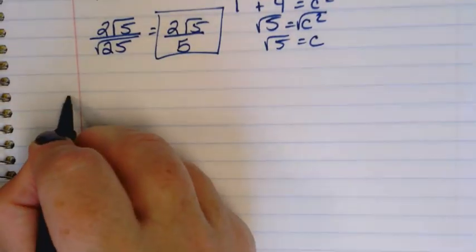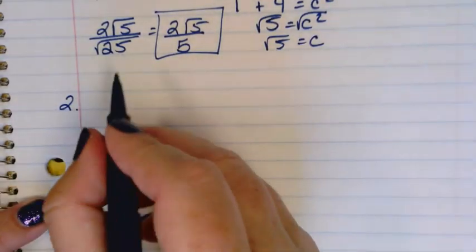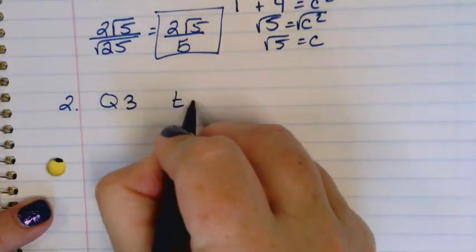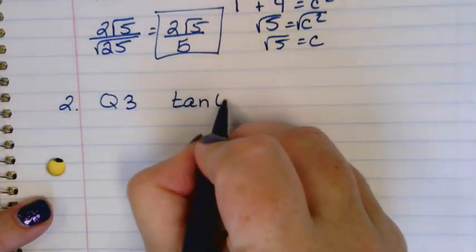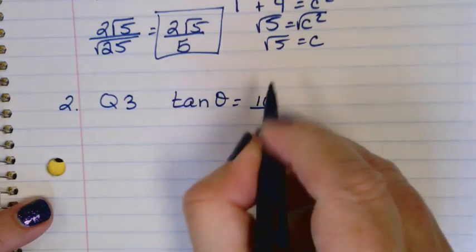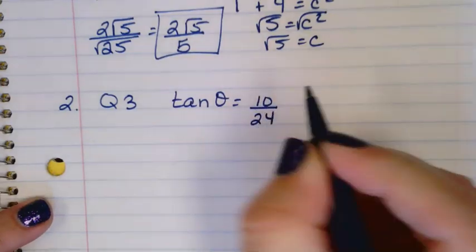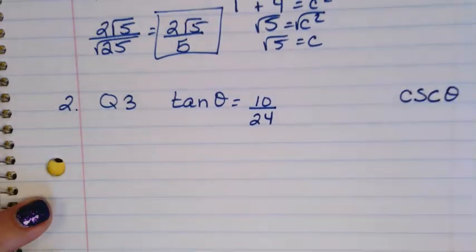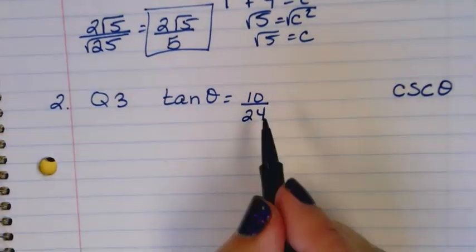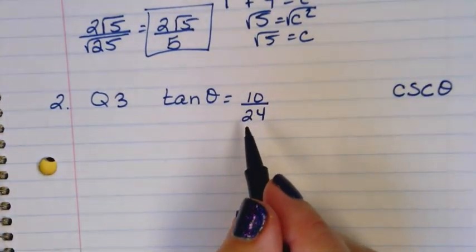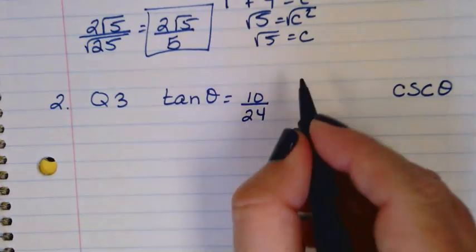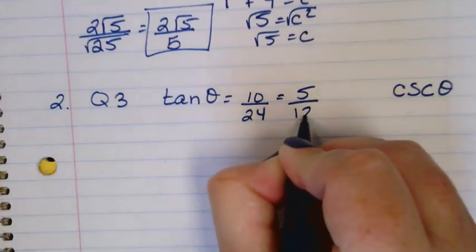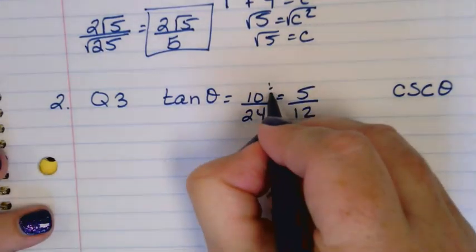Number 2. We're in quadrant 3. They tell us tangent is 10 over, I think that says 24, and we want cosecant. Okay, so my first thought is look at this fraction right here. Can we reduce it? Since they're both even, I'm going to reduce this by 2 and get 5 over 12. All I did was take a 2 out.